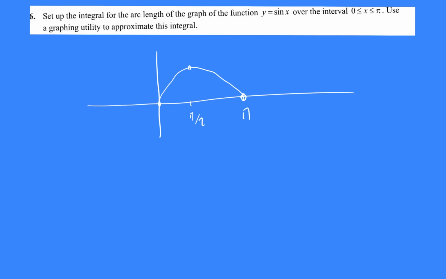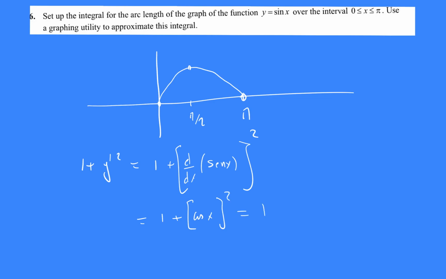So the integral will be 1 plus y prime squared, or 1 plus the derivative with respect to x of sine of x, and once I find the derivative, I will square it. Or 1 plus cosine of x, the derivative of sine is cosine, everything squared, or 1 plus cosine squared of x. And 1 plus cosine squared of x, you don't know what formula that is. You know the formula for cosine squared of x minus 1, which is sine squared. But you don't know this formula.